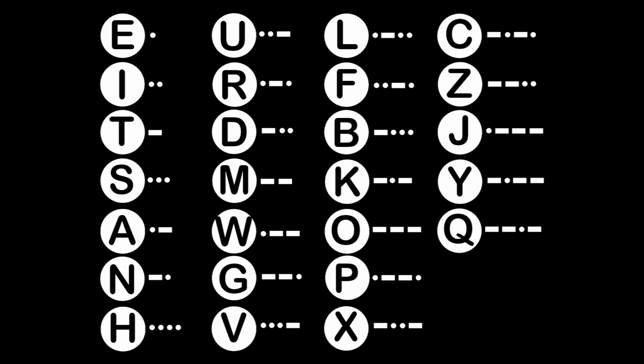Let me show you. Let us take the alphabet E. It is represented by a single dot. If one can picture the alphabet and associate the sound with it, learning can become a little simpler. Like this.